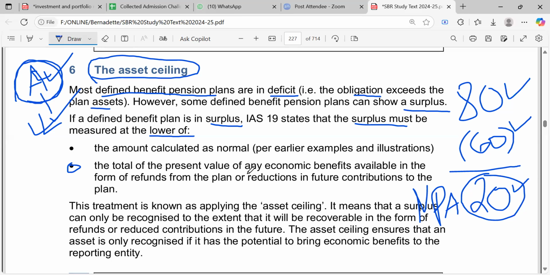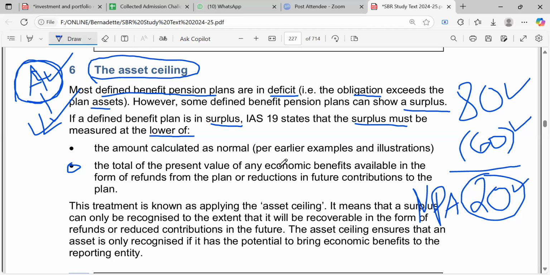So the total of the present value of any economic benefits available in the form of refunds from the plan or reductions in future contributions to the plan. This is something that we can also deal with. Because remember, when you have the plan assets, you have the net plan assets. Actually, assets have exceeded liabilities. What are you going to do with those net assets? Because the assets are the economic benefit that are at your disposal, right?